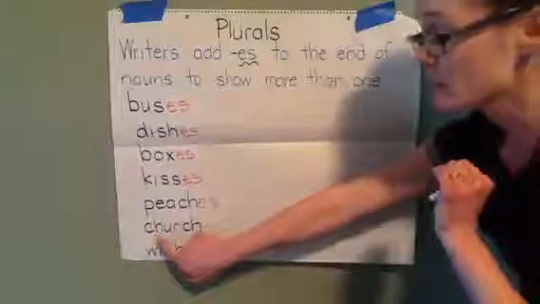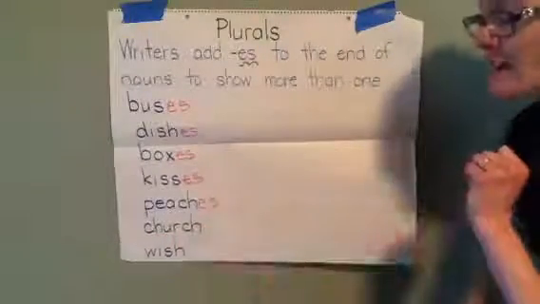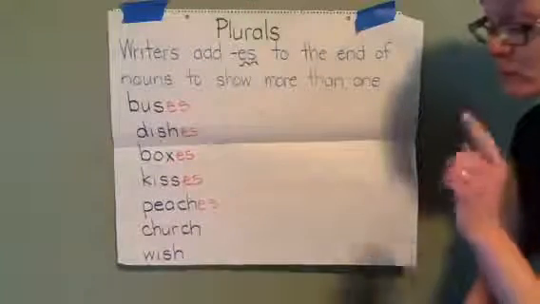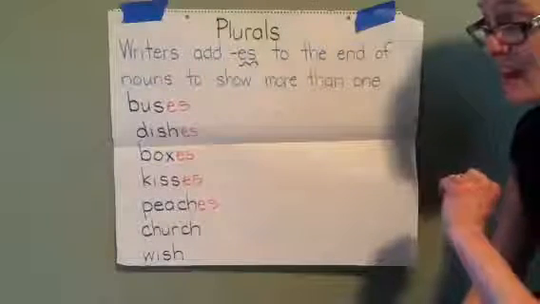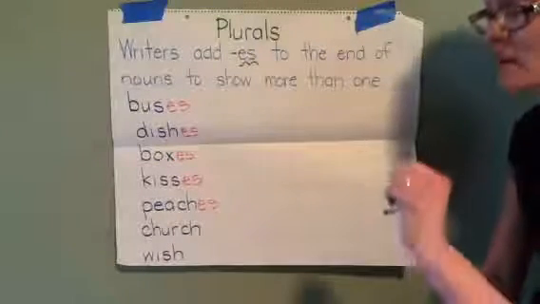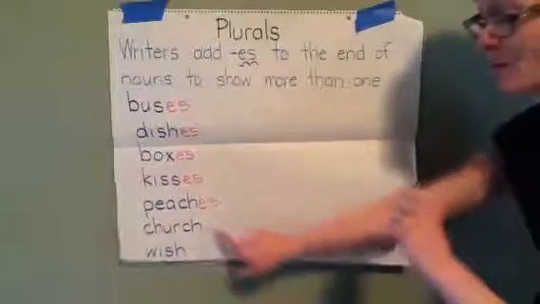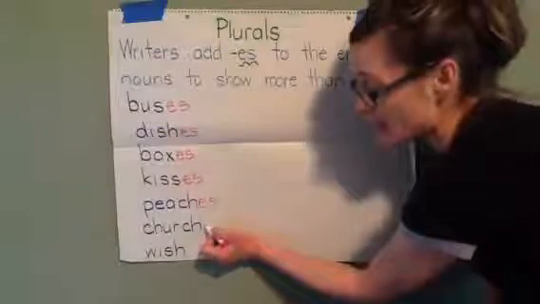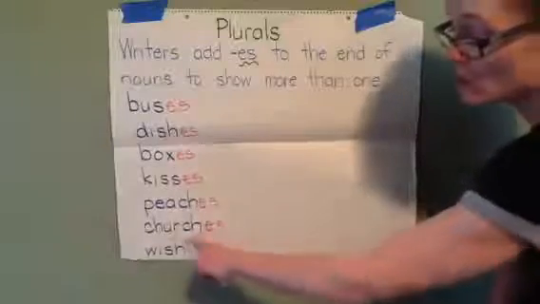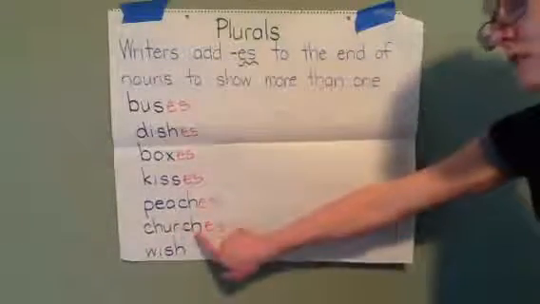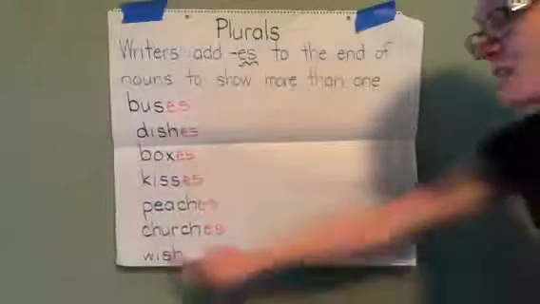Let's look here. This is church. I see 1 church on my road. I see lots of churches when I'm driving around town. Churches. We need to add an ES. You hear it, don't you? Churches. So again, church is singular. Churches is plural.